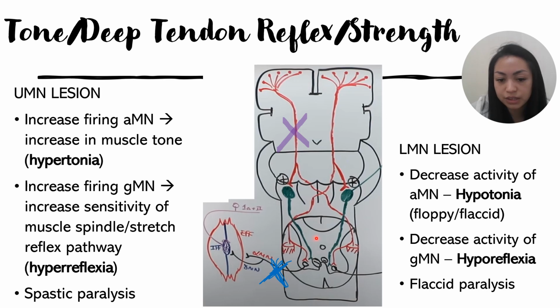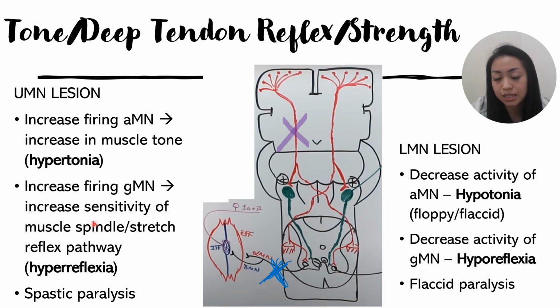So a lesion affecting the alpha motor neuron and the gamma motor neuron: the decrease in stimulation of the alpha motor neuron means that there's a decrease in the stimulation of the extrafusal fibers, leading to hypotonia or decrease in muscle tone. If we decrease the stimulation of the gamma motor neurons, we decrease the sensitivity of the muscle spindles and we decrease the stretch reflex activity, which leads to hyporeflexia.